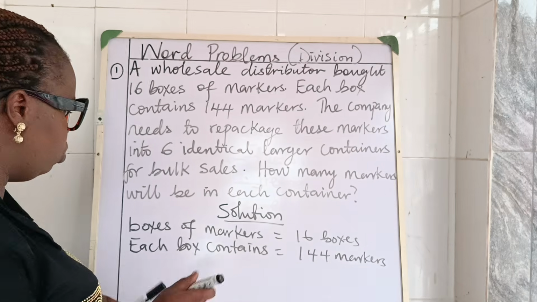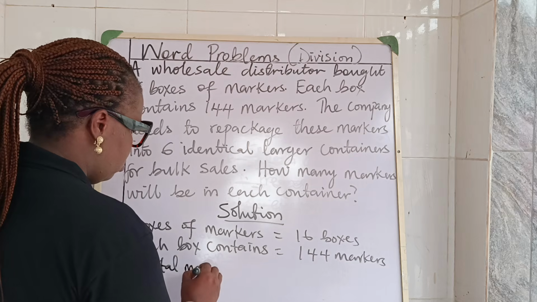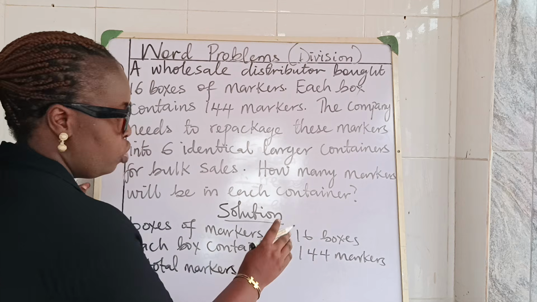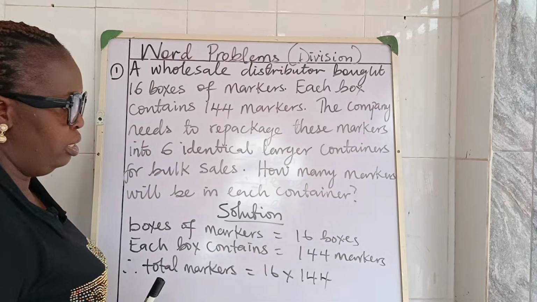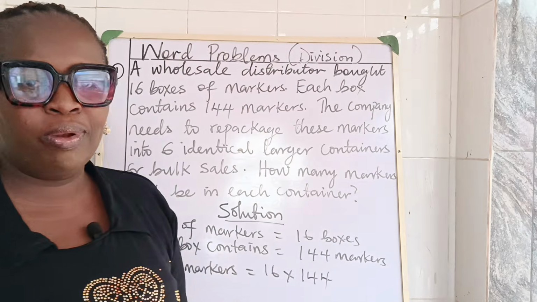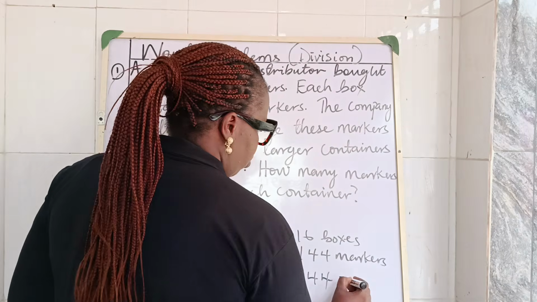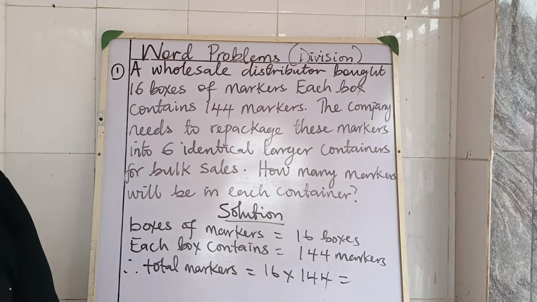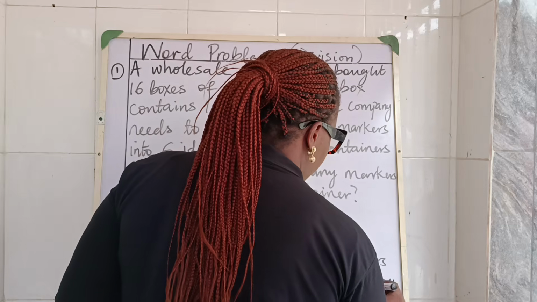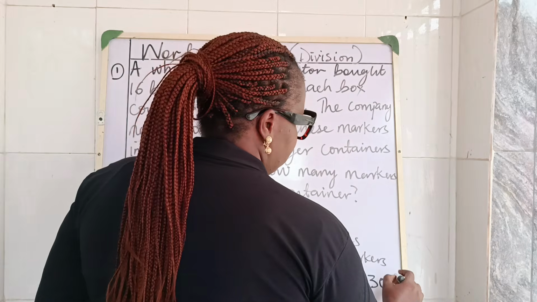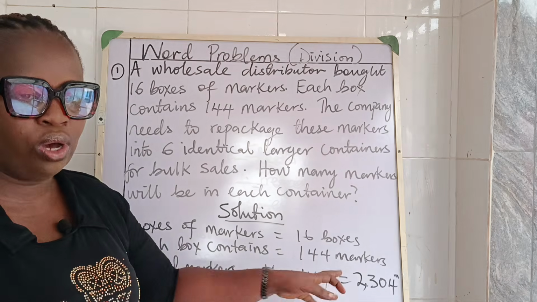So the total markers is going to be 16 multiplied by 144 markers, right? The 16 boxes multiplied by 144 markers. And when we punch our calculator, we are going to have 2,304 markers. You put your markers here. 2,304 markers. That is what we are going to have, right?